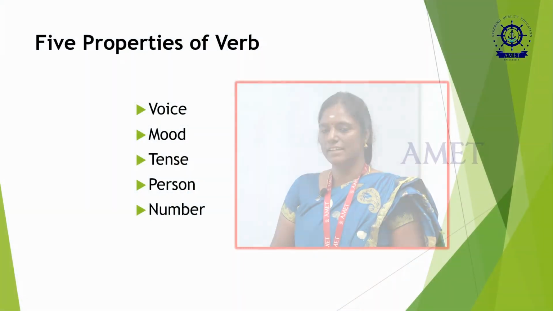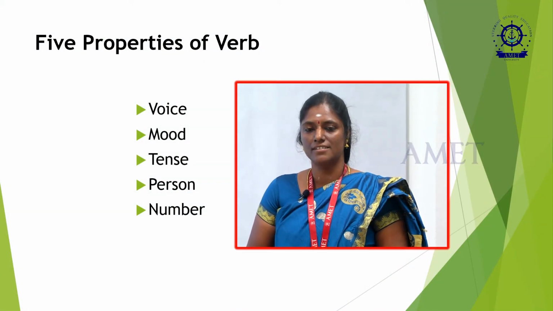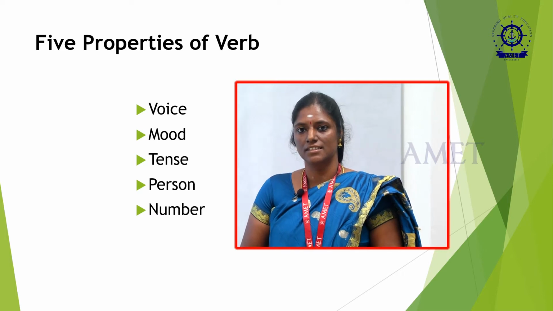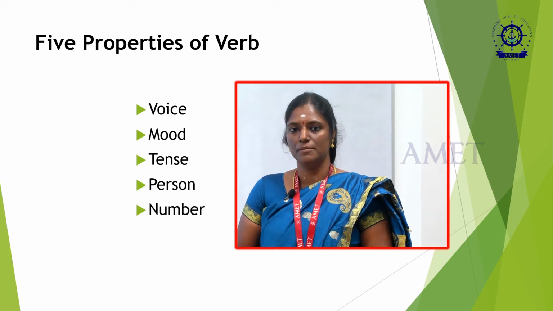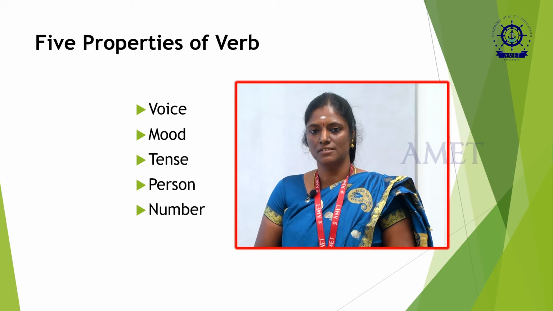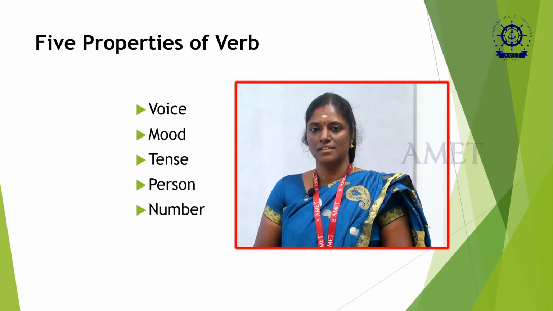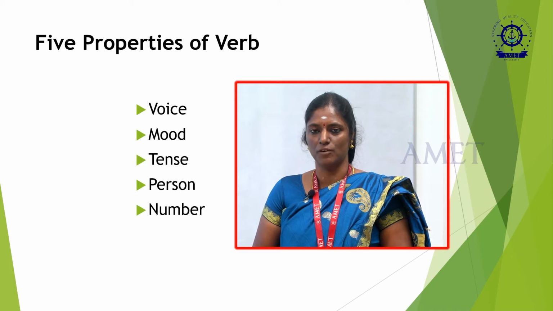In this presentation, we are going to learn about active and passive voice. In English language, verb plays a vital role in making grammatically correct sentences. Verb is divided into 5 properties. The first one is voice, second one mood, third one tense, fourth one person, and the last one number. Voice is divided into 2 types, active and passive voice.